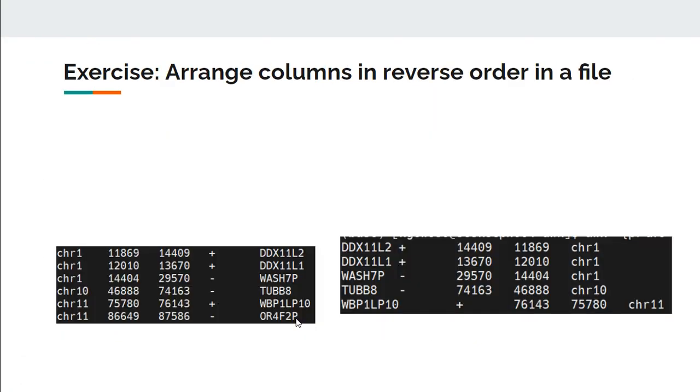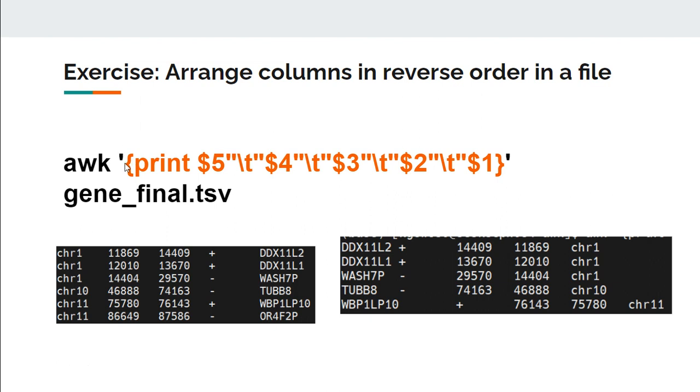Now a task for you: if this is the input file, I want you to arrange the columns in the reverse order. I'll pause for a minute. You can pause your video, try it yourself, and then continue to get the results. So ideally your code should look like this: awk, then the action block, and you simply write print $5, tab, $4, $3, $2, $1, like that. So this is a very simple way to rearrange the columns.